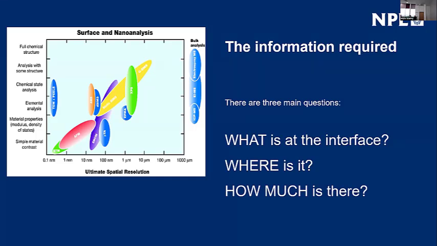There is another axis. You want to think about a z-axis. It's not on this diagram. And that is answering the how much is there question. And on that z-axis, XPS, as you can see, is quite a way above SIMS. It's much easier to get quantification from photoelectron spectroscopy than it is from secondary ion mass spectrometry. The two techniques actually pair together very well.